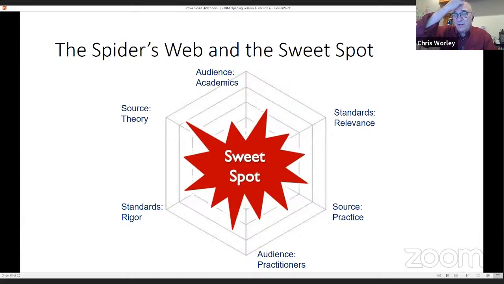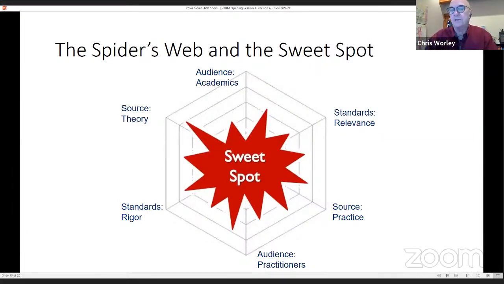And again, I want to emphasize what we did in the book: it's not that every study has to do that. One study might be a little more theory driven, one study might be a little more practitioner driven, or you could think about a particular study and say, I really want to increase the size of the sweet spot around all these dimensions. So there are lots of ways to get there.